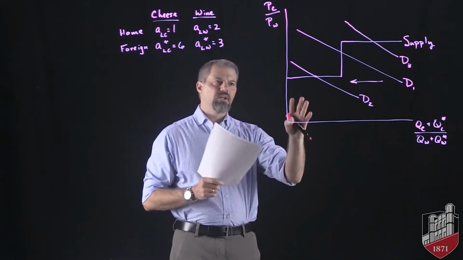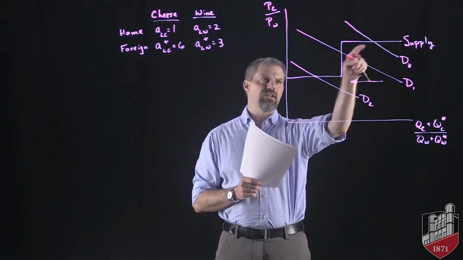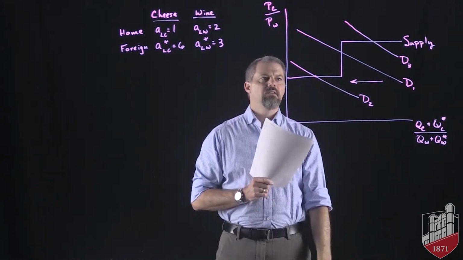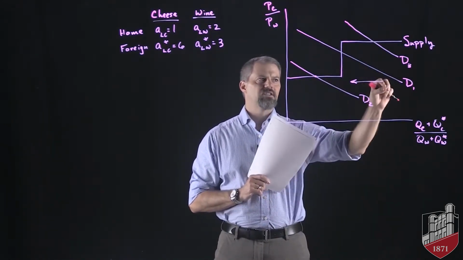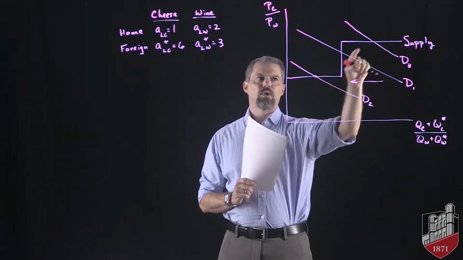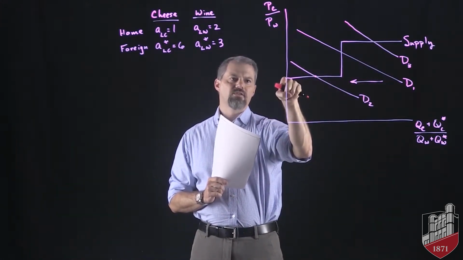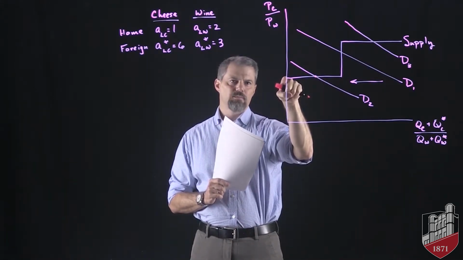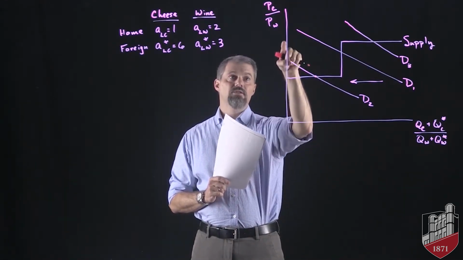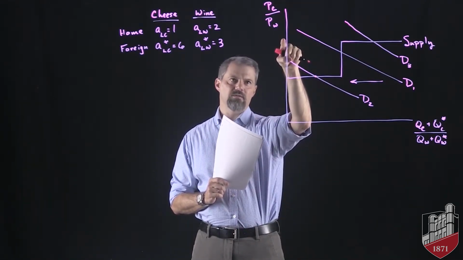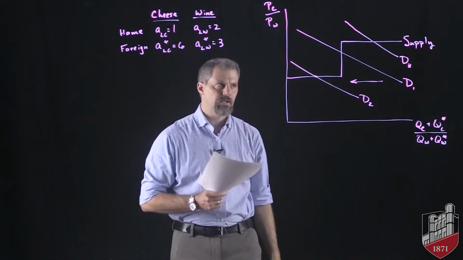But really all we're looking for is this intersection between the demand and supply curves, and the world price always has to either be equal to the slope of Home's production possibilities frontier, the slope of foreign's production possibilities frontier, or something in between. Okay?